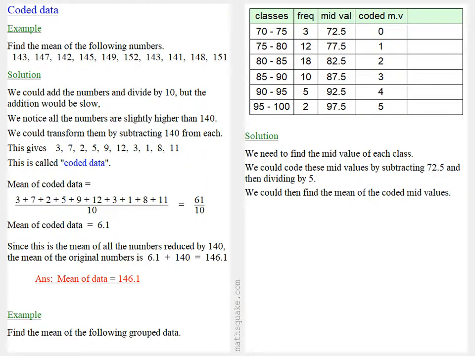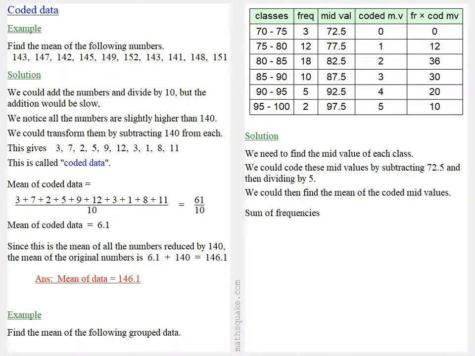We can now use these to find the mean of the coded mid values. We can now multiply the frequency with the coded mid value. So in the first row, the frequency is 3, the coded mid value is 0, 3 times 0 is 0. In the second row, the frequency is 12 and the coded mid value is 1, 12 ones are 12. And then 18 times 2 is 36, 10 times 3 is 30, 5 times 4 is 20, and 2 times 5 is 10.